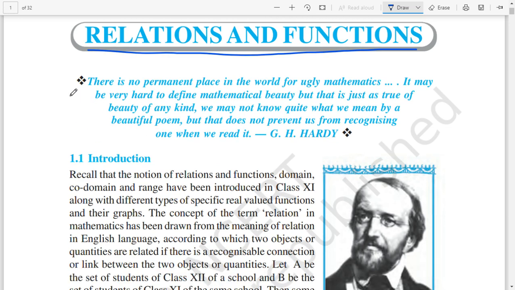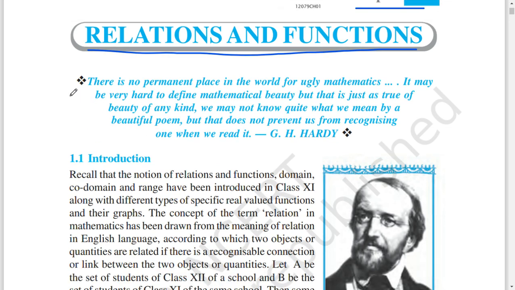There is no permanent place in the world for ugly mathematics. It may be very hard to define mathematical beauty, but that is just as true of beauty of any kind. We may not know quite what we mean by a beautiful poem, but that does not prevent us from recognizing one when we read it. G. H. Hardy.